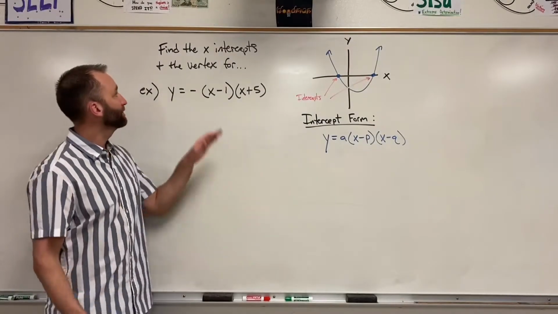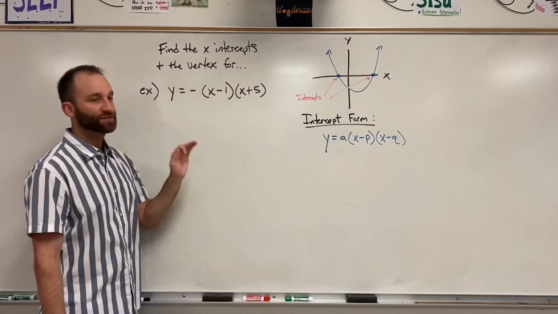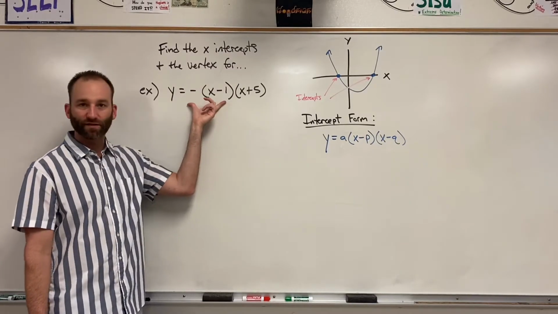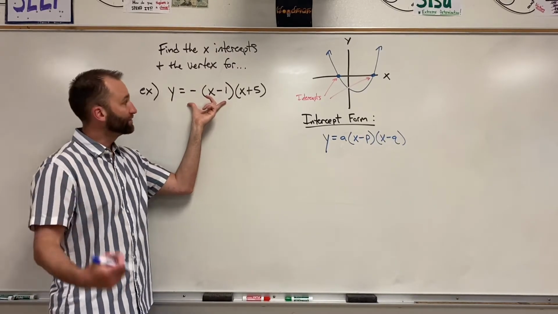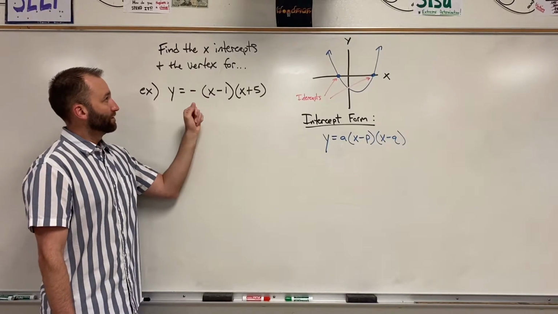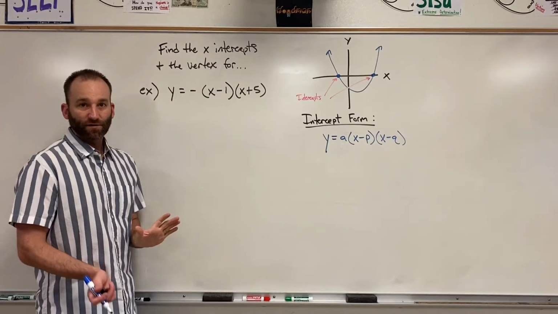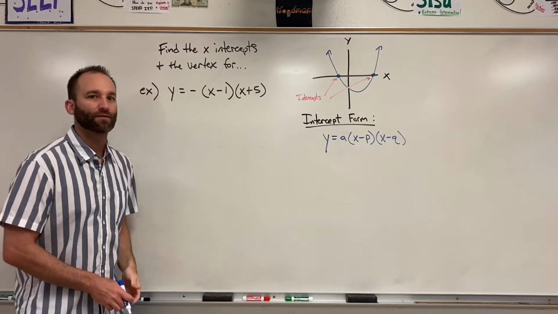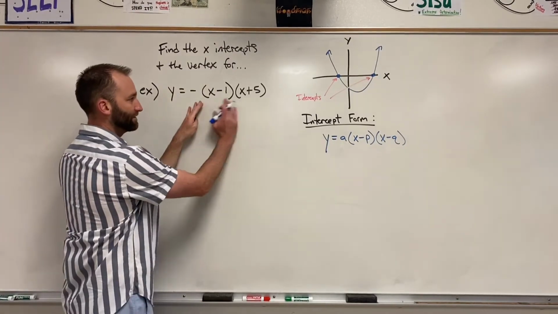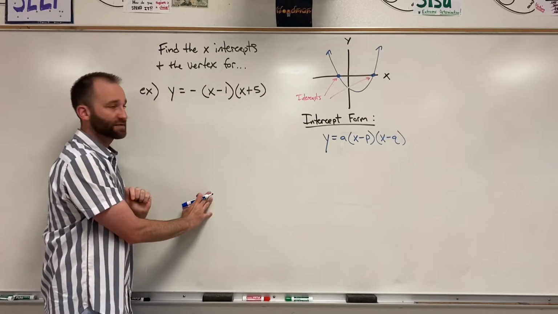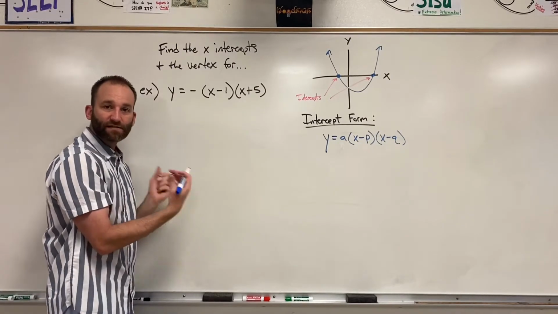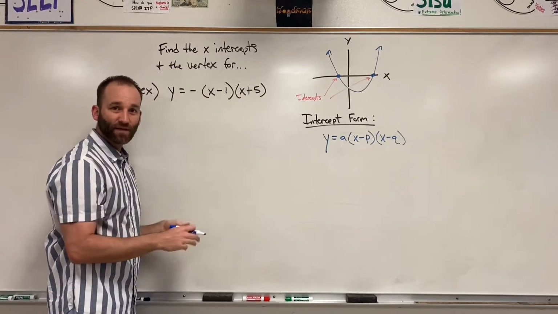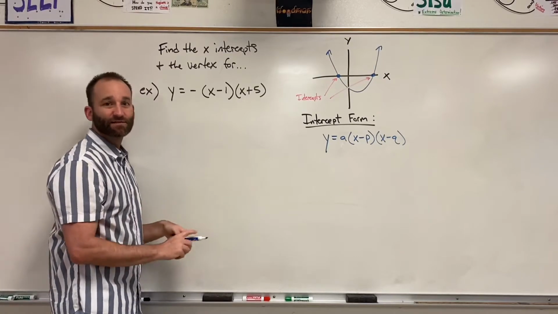Our first example: find the x-intercepts and the vertex for this equation written in intercept form. So we're going to find the x-intercepts fairly quickly, but we also want to locate the vertex because that's the most important point on a parabola. Right here I have 2 different factors, x minus 1 and x plus 5. If I set each one of them equal to 0, I can find the intercepts just like that.